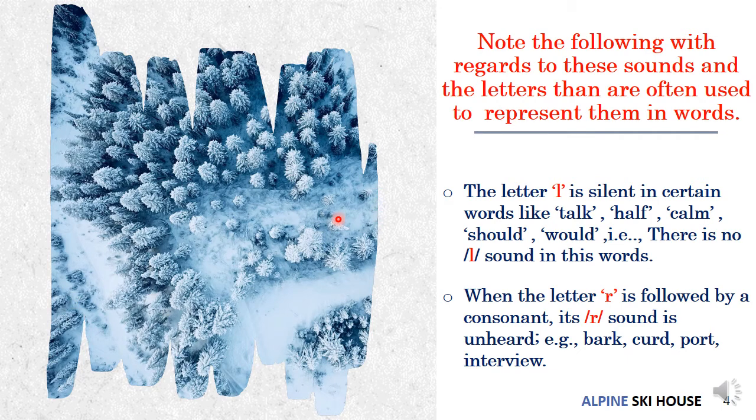Note the following with regards to these sounds and the letters that are often used to represent them in words. Now we should be very careful with some sounds and the letters and how they represent them in words. What are these sounds? L sound, R sound, or the letters L, R, Y and W. So when these letters or sounds are used, we should be very careful. To understand, let us look into the first bullet point.